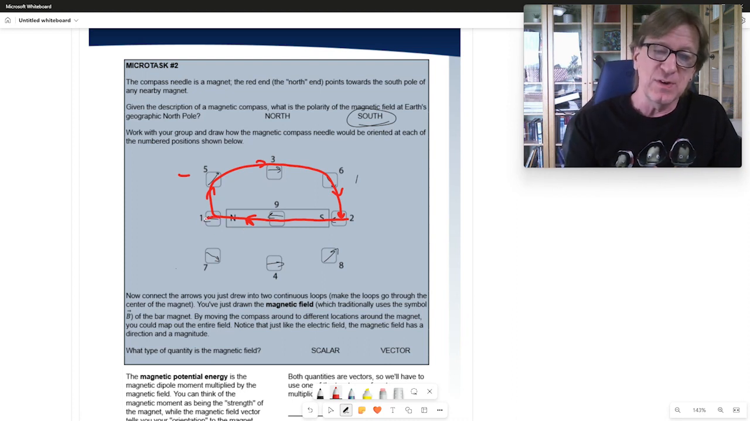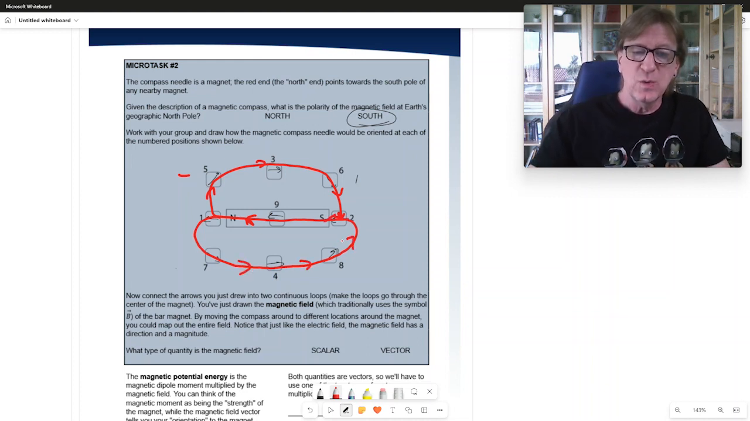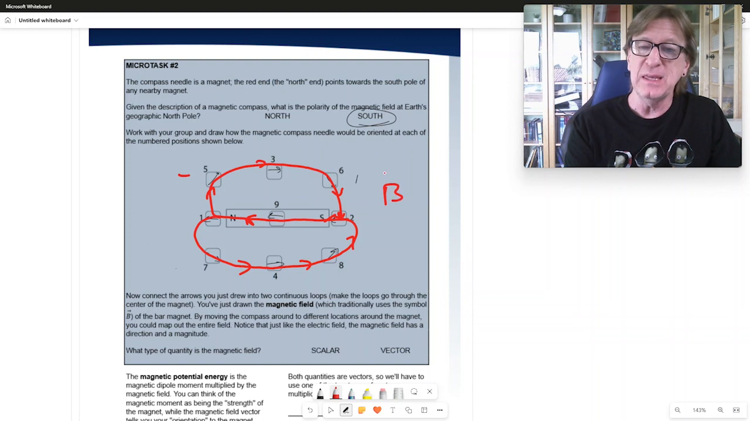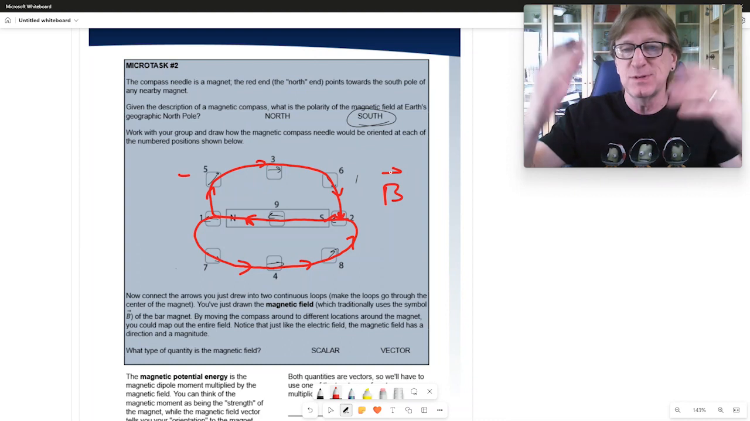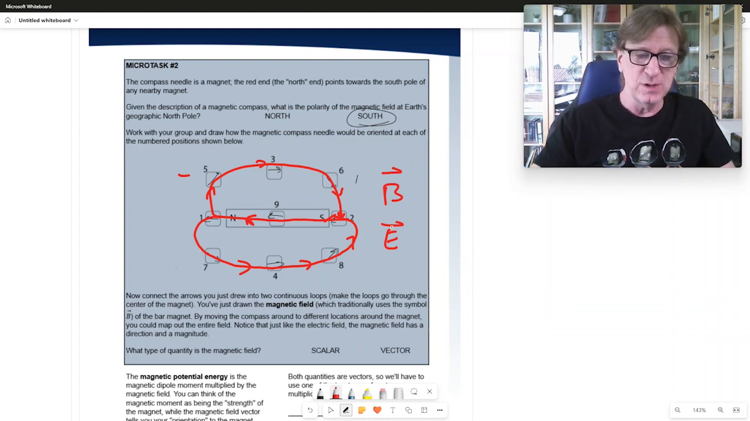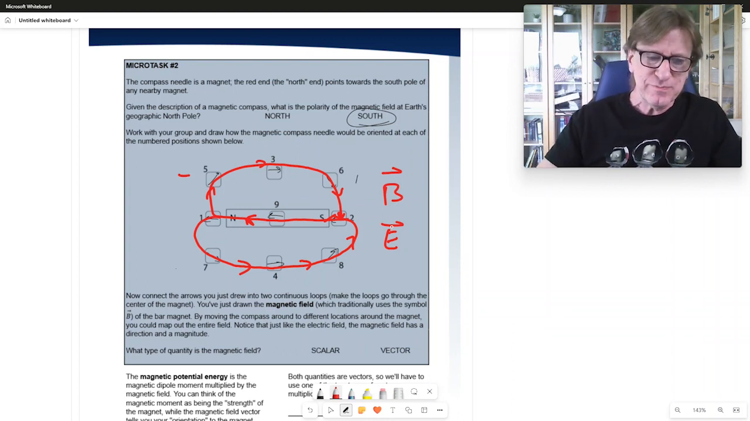Now, the same thing occurs if I go this way and get another loop that comes back in, and it looks like this. So this is the magnetic field. You've just drawn the magnetic field lines. We traditionally use the symbol B with a vector sign to represent the magnetic field. Why not M? Because we use M for a lot of other things. So our electric field would look like this, whereas for our magnetic field, we're going to use a B. Notice that just like the electric field, the magnetic field has a direction and a magnitude.